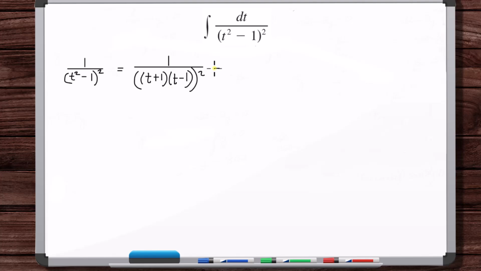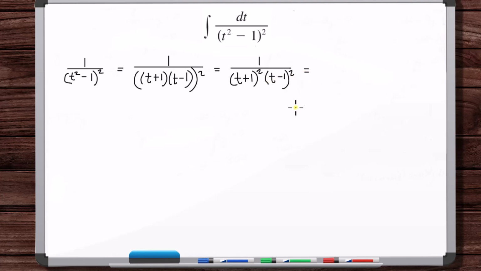Okay, but based on properties of exponents, we can write this as (t plus 1) squared times (t minus 1) squared. So now we've got two linear factors squared, and now this is fully factored. I mean, we could have done the partial fraction decomposition with this quadratic factor, but the result wouldn't have been as simplified as this is going to be. So, okay, now this is fully factored.